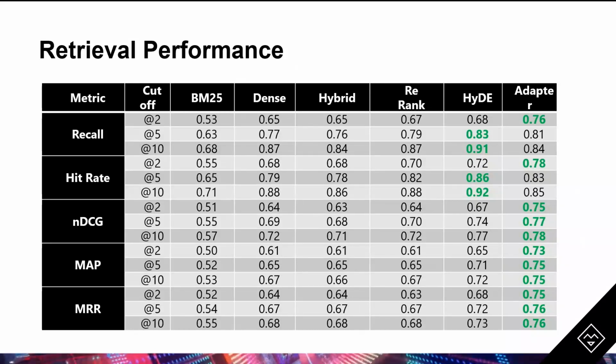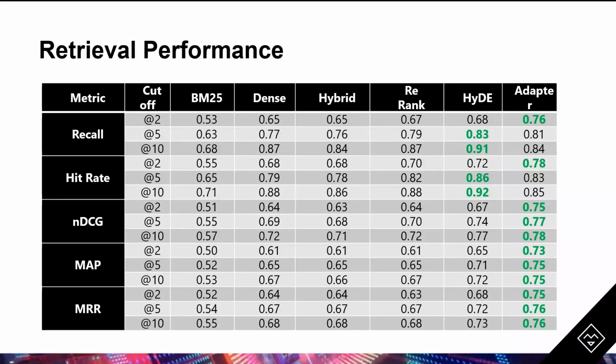First, recall performance. It tells us how well we retrieve all documents. The adapter-enhanced method led the way, achieving 0.76 recall at cutoff 2, a 43% improvement over BM25. Meanwhile, HyDE excelled at broader retrieval, hitting 0.91 recall at cutoff 10, but with a trade-off. It struggled in ranking-sensitive metrics like NDCG.